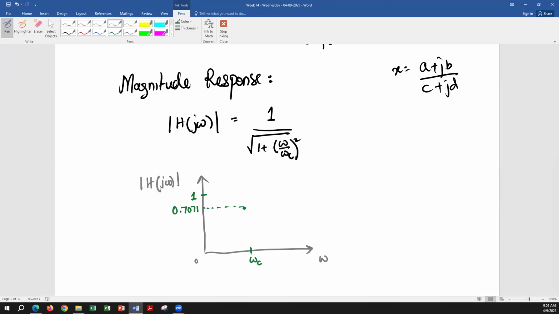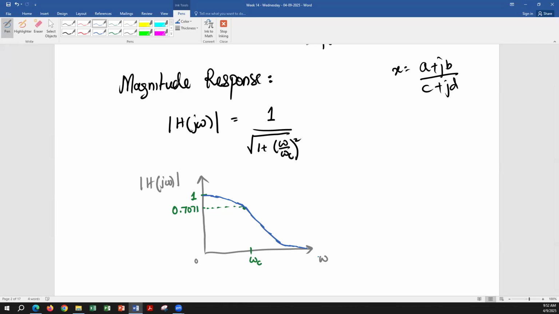And as omega becomes very large, omega over omega c is going to become extremely large. That means the denominator is going to become extremely large. Let's say omega hits infinity, the denominator heads towards infinity. That means the magnitude is going to drop down to 0, 1 over infinity. So now we have the filter response that I drew earlier, but now we have it from the mathematical expression. Something like that. This is the magnitude response of the low pass filter.